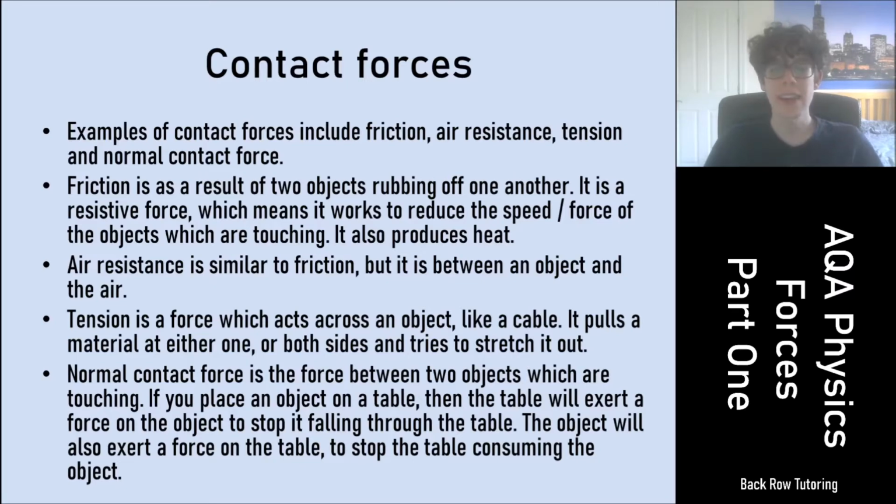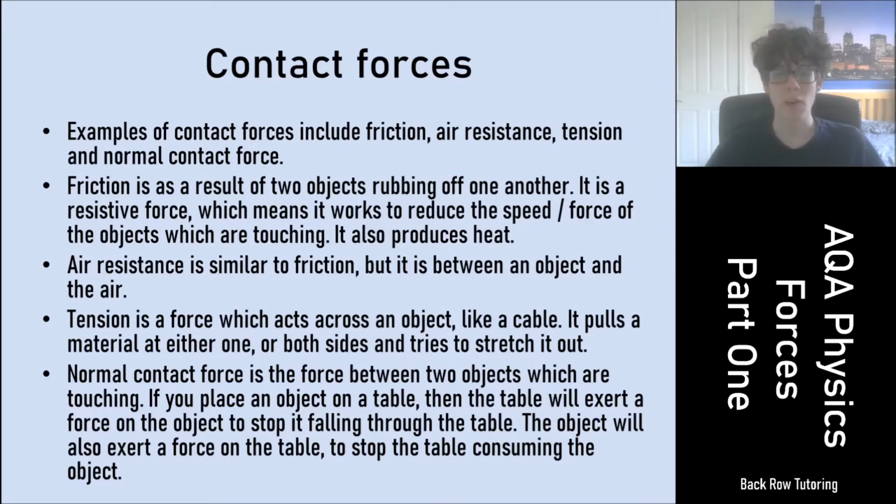Air resistance is similar to friction, but it is between an object and the air. So air resistance is a little bit like friction, except it's between the molecules of something travelling and the air molecules. Tension is a force which acts across an object like a cable. It pulls a material at either one or both sides and tries to stretch it out. So you might have tension in cables if cables are keeping some lights up. If you have lights which are being held in place by cables, then that cable will have tension because the lights are pulling that cable downwards.